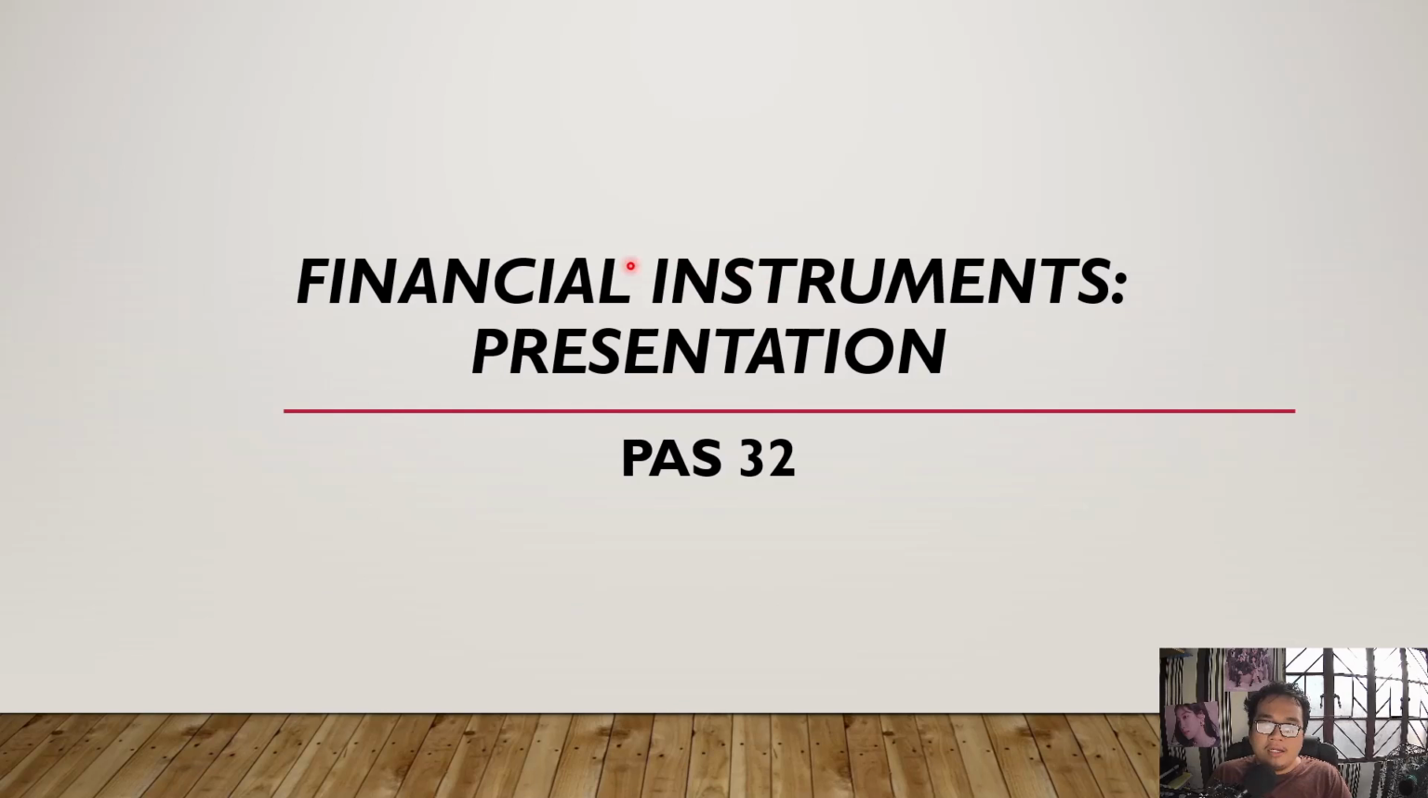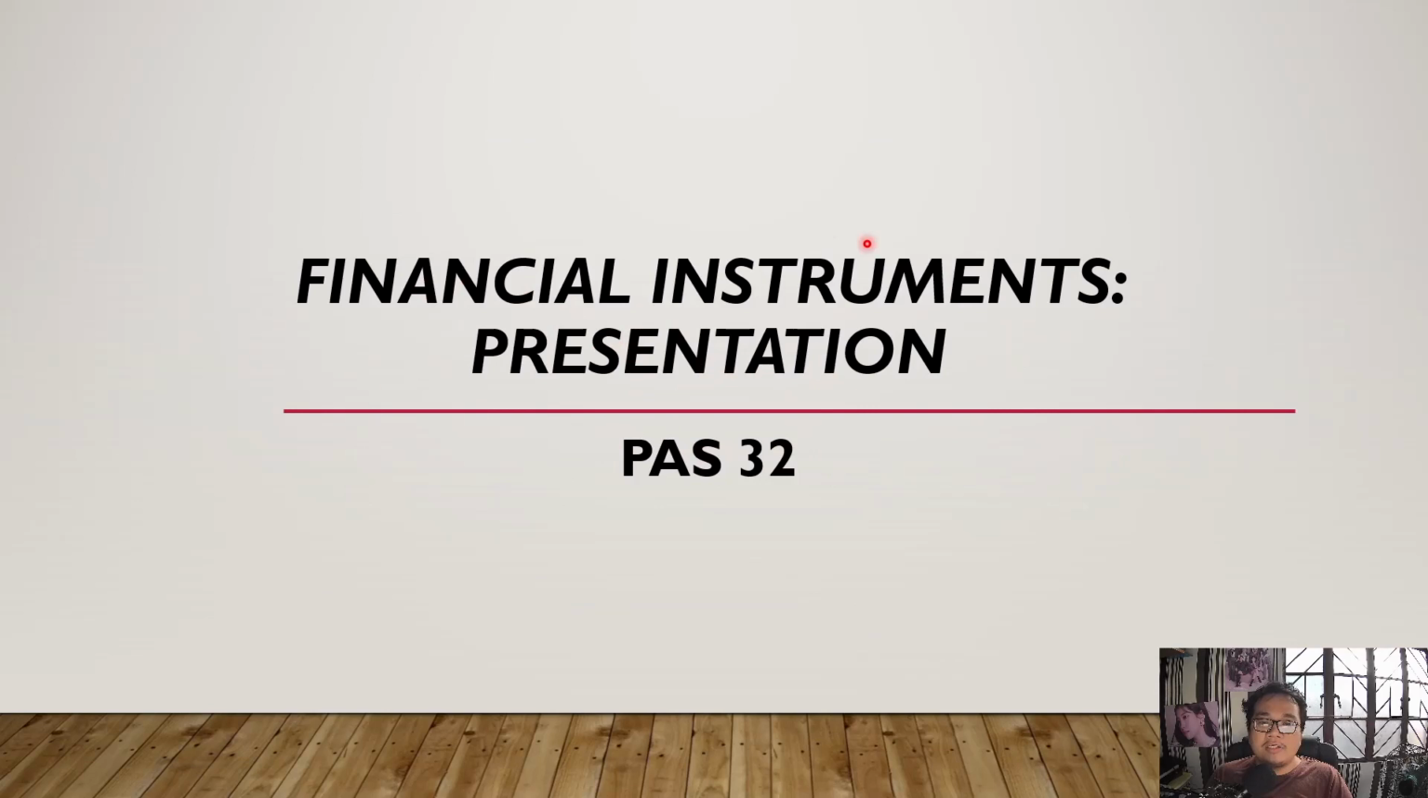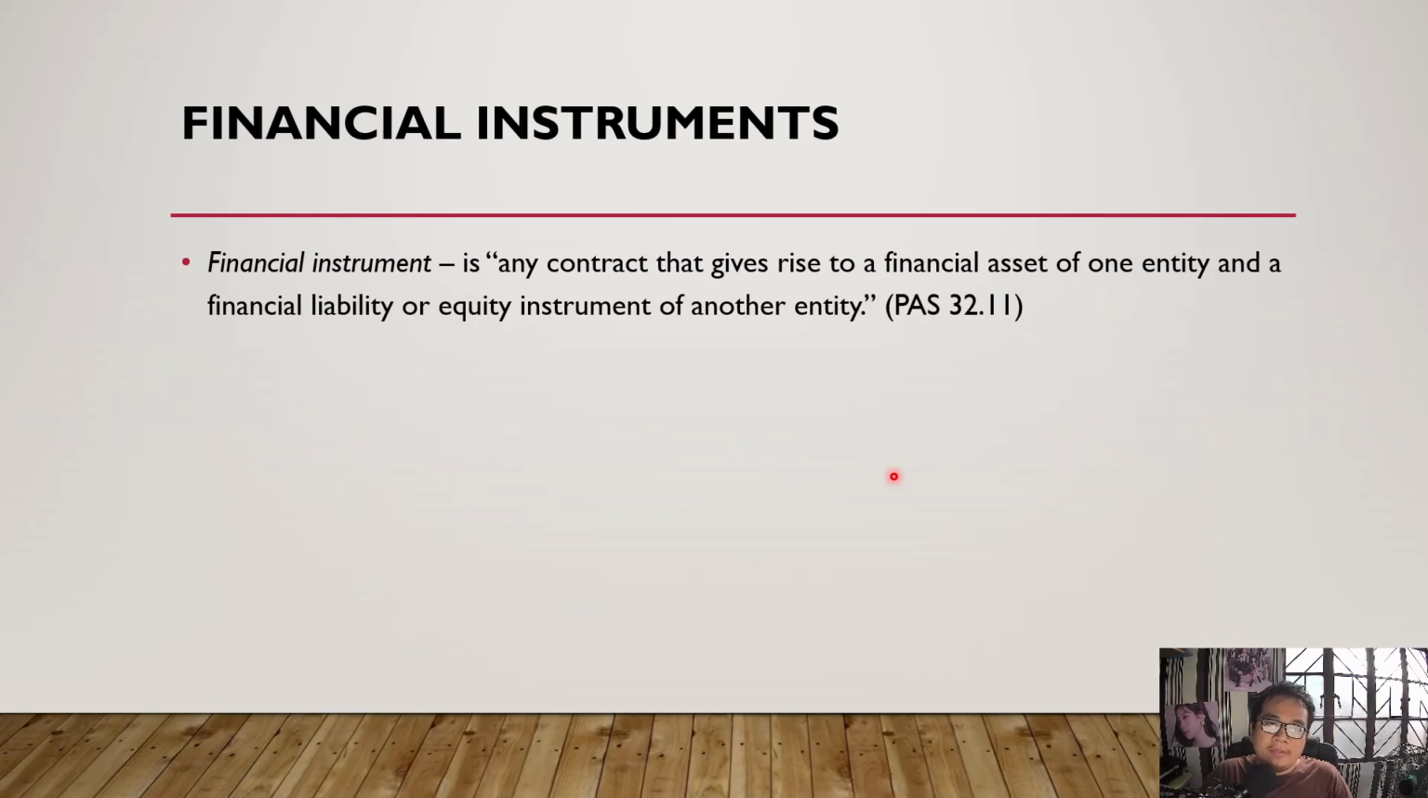Kasi dito sa PFRS 9, dyan yung mga in-depth discussion, baka yung iba sa inyo mabalyo. Pero hindi naman siya ganun kahirap, pero complex yung discussion nito kasi may mga diagram pa yan. And si PFRS 7, madali lang to kasi disclosure lang to eh. PAS 32, sa kanya, talks about presentation. Presentation lang. Paano siya pinipresent sa financial statements natin. So let's go to the first learning objective. Definition ng isang financial instrument.